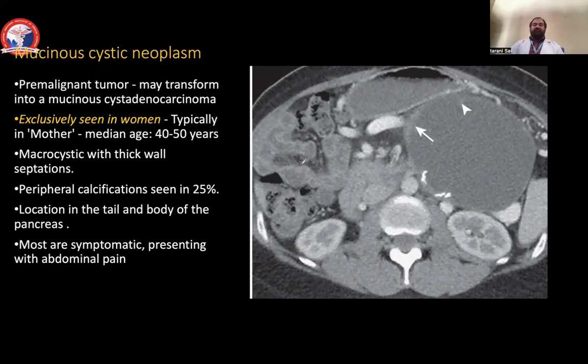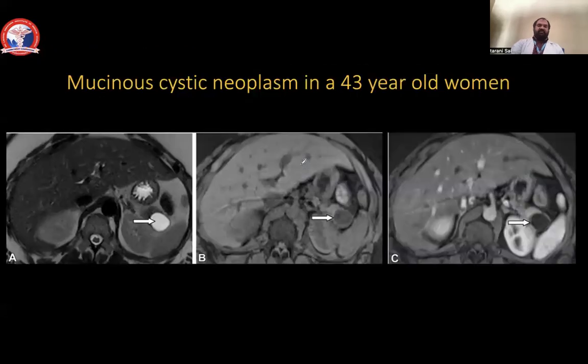This is a CECT abdomen in the axial phase, showing a well-defined large cystic lesion with peripheral calcification noted in the body and tail of the pancreas. And this is also demonstrating a mucinous cystic neoplasm, in a 43-year-old woman.